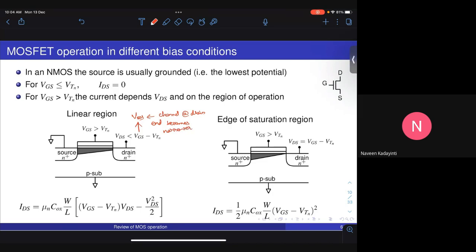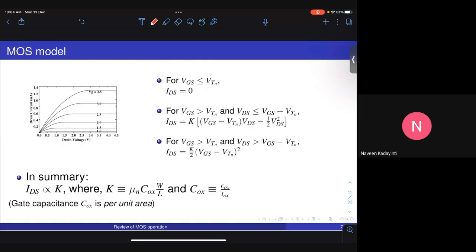If the channel at the drain end becomes narrower, you expect the resistance to increase and the current to fall, right? Or the rate of increase of current to reduce, right? That's what happens, and that is what is seen here. As you increase the drain to source voltage, the increment in the drain current keeps reducing until it becomes flat at some point, right?